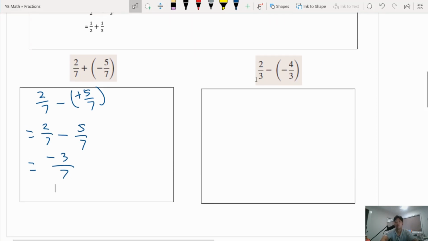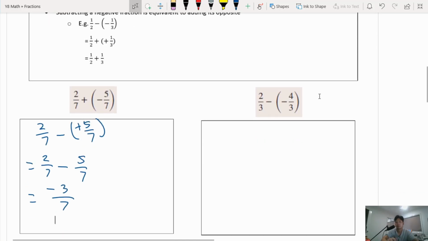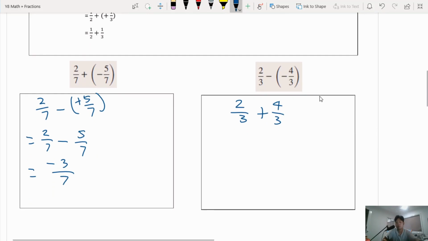This one here, 2/3 minus negative 4/3. This one refers to our third rule here: subtracting a negative fraction is equivalent to adding its opposite. We have two negatives next to each other, one subtraction here and the negative number, so that just becomes a positive. So 2/3 plus 4/3 is what our question now is. 4 plus 2 is 6, and our denominator stays the same. Let's convert that to a mixed number or a proper fraction. 3 goes into 6 twice with no remainder, so our final answer is just 2.